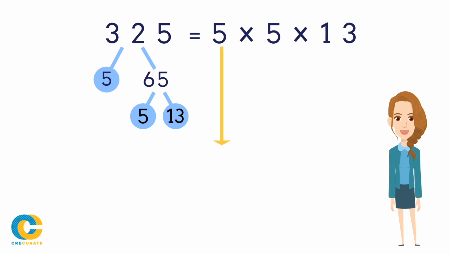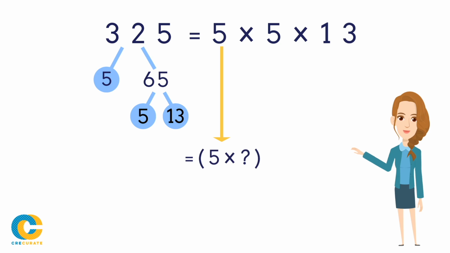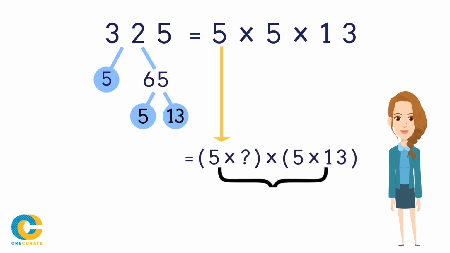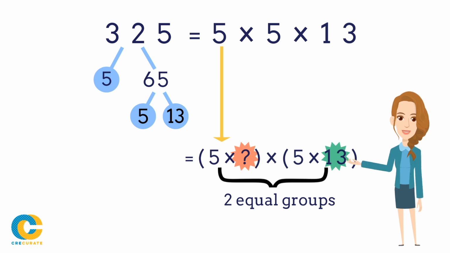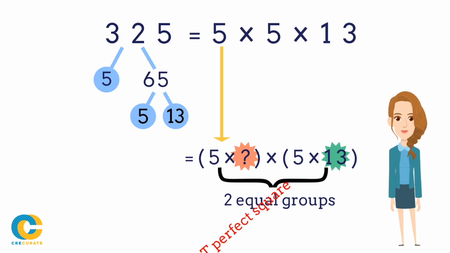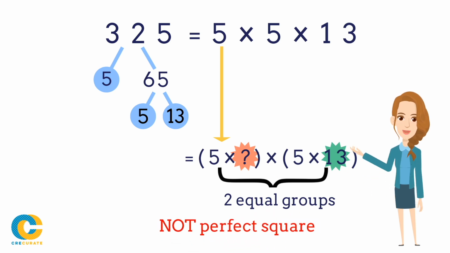In order for a number to be a perfect square, we have to be able to split the prime factors into 2 equal groups. In this case, we can split the two 5s into 2 groups, but we only have one 13, which then cannot be distributed equally into 2 groups. Hence, 325 is not a perfect square.